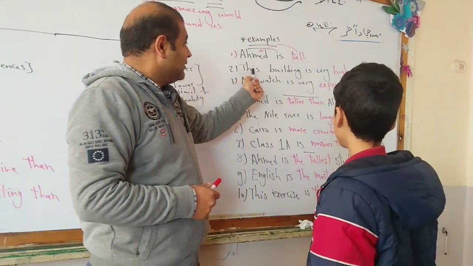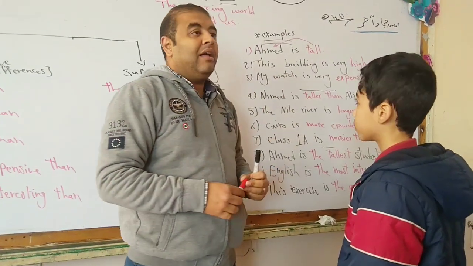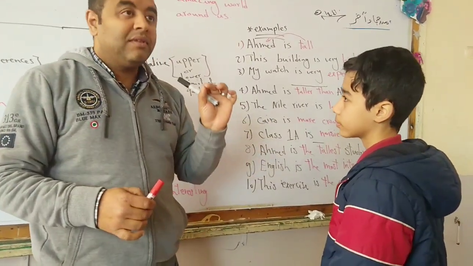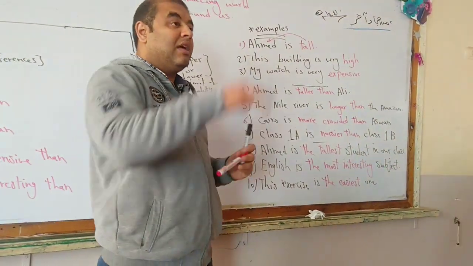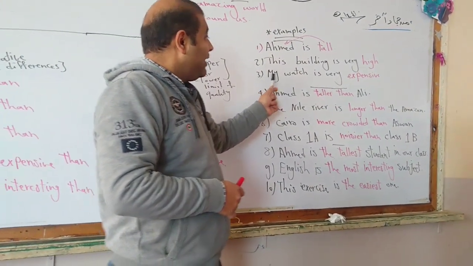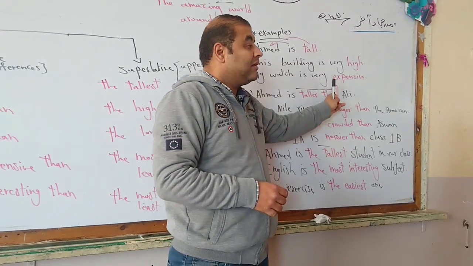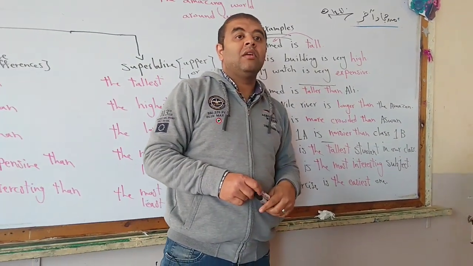Number two. Read this. This building is very high. High is a positive adjective. Yes. Muhammad. My watch is very expensive. Expensive is a positive adjective. Yes. Ahmed.